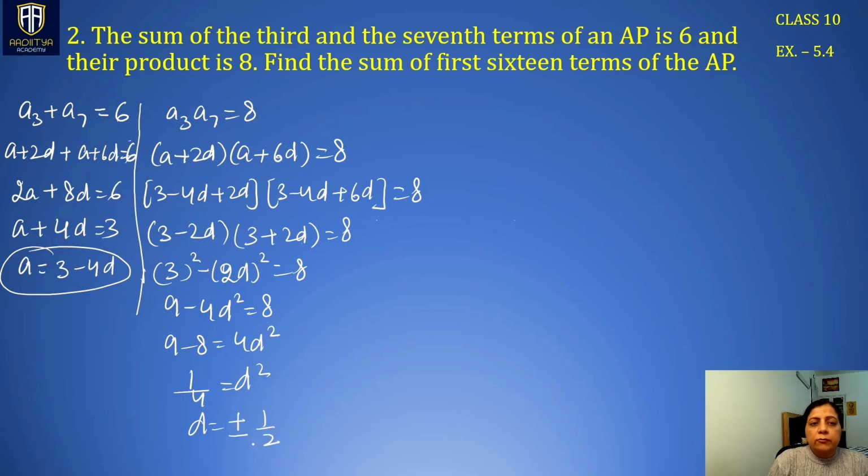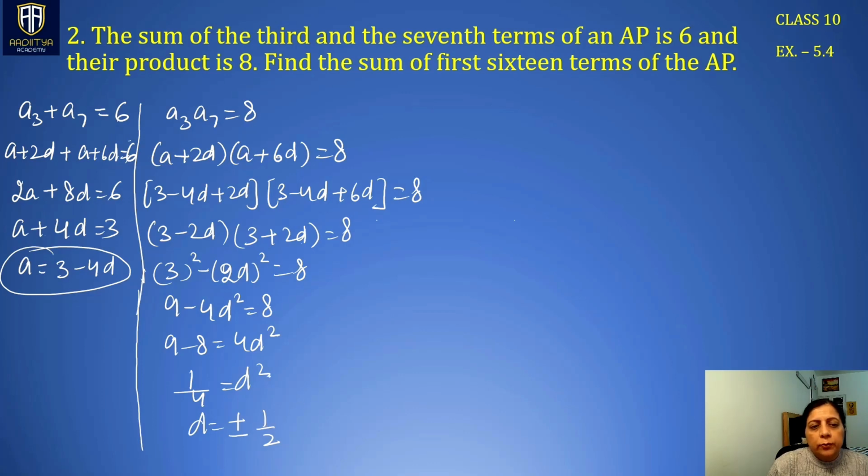Both the options have to be considered. You cannot ignore simply that D square is 1 by 4, so D becomes 1 by 2. You will be losing half of the marks for this question. So D is both. It can be positive half, it can be negative half.